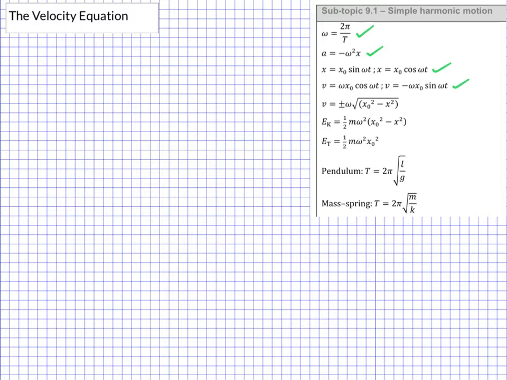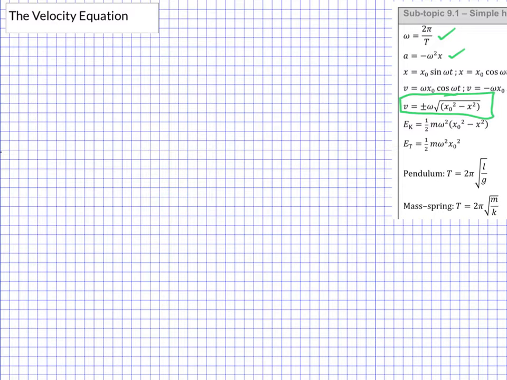We've derived all of these through a little bit of calculus and looking at some graphs. The idea of today is to look at this guy here. This is the velocity equation. Hopefully we won't spend too long on it. I just want to derive it for you so you can see where it comes from, and then of course we're going to use it on a couple of examples.